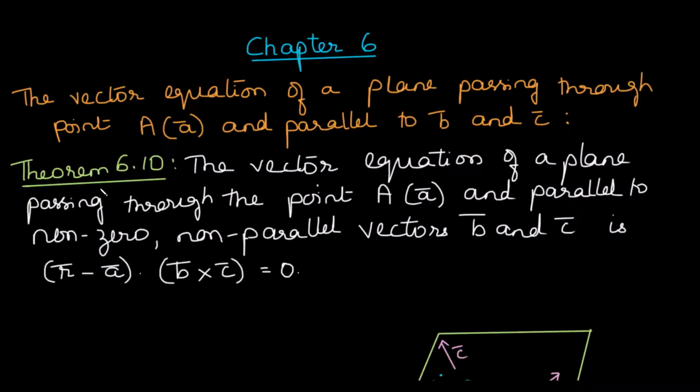So, in the first theorem, theorem 6.10 of your textbook, the theorem is: the vector equation of a plane passing through the point A having position vector A bar and parallel to non-zero non-parallel vectors B bar and C bar is given by (R minus A) dot (B cross C) is equal to 0.